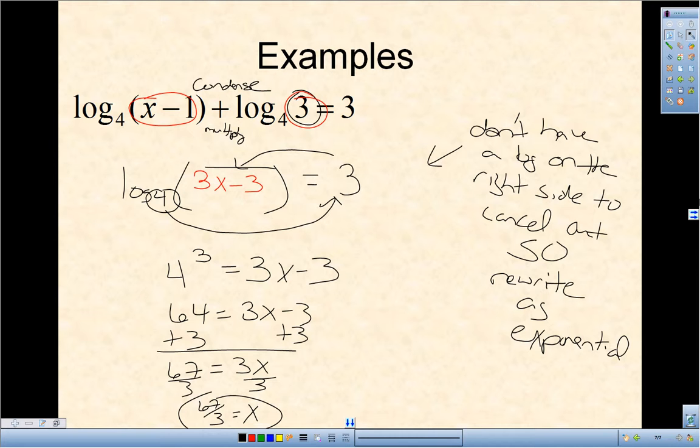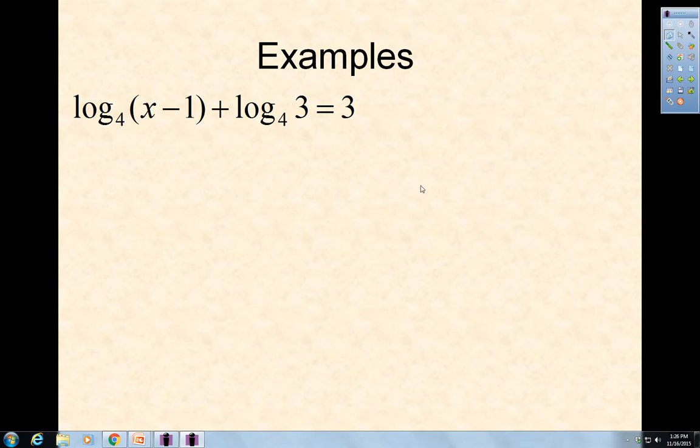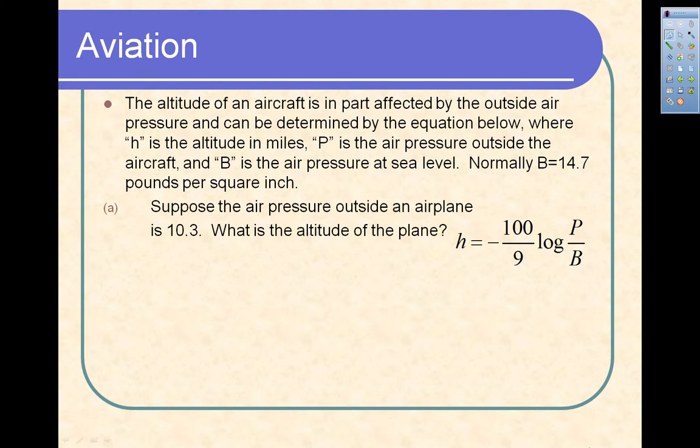All right, the second half of your central question was about word problems. So let's take a look at this word problem about aviation. It says the altitude of an aircraft is in part affected by the outside air pressure and can be determined by the equation below.